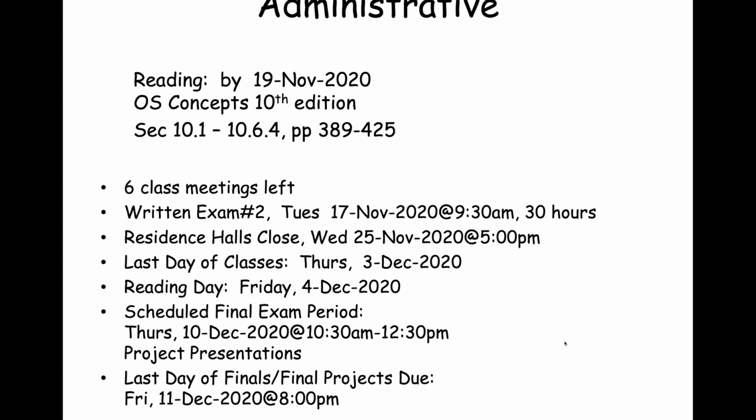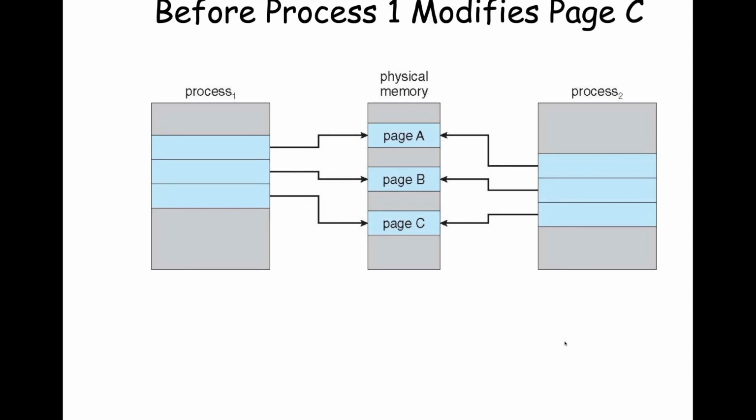The last day of classes will be Thursday, the 3rd of December. Reading day will be the day thereafter, the 4th of December. Our scheduled final exam period will be the 10th of December in the block of time between 10:30 in the morning and 12:30 in the afternoon. During this time, we'll be doing project presentations for the final project. The last day of finals will be the next day, the 11th of December. And for us in this class, our final projects will be due that day, the 11th of December at 8 p.m.